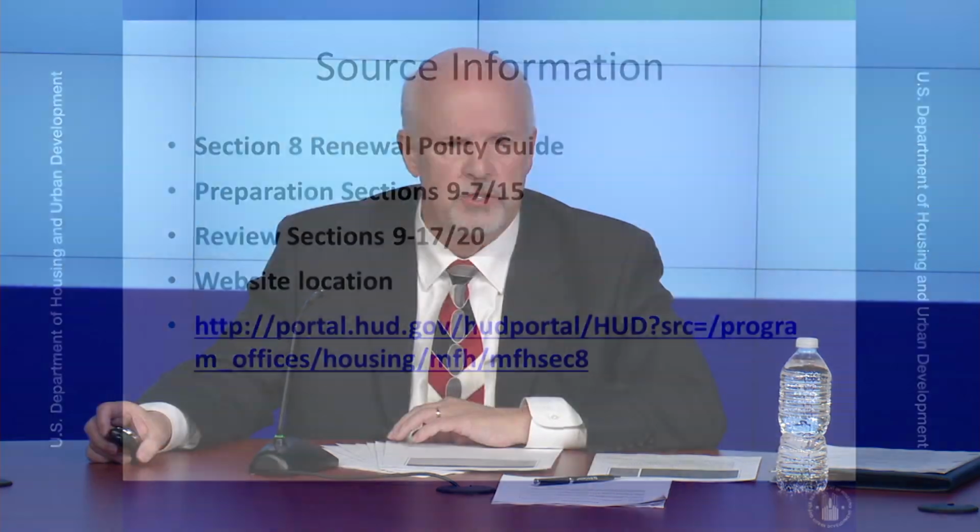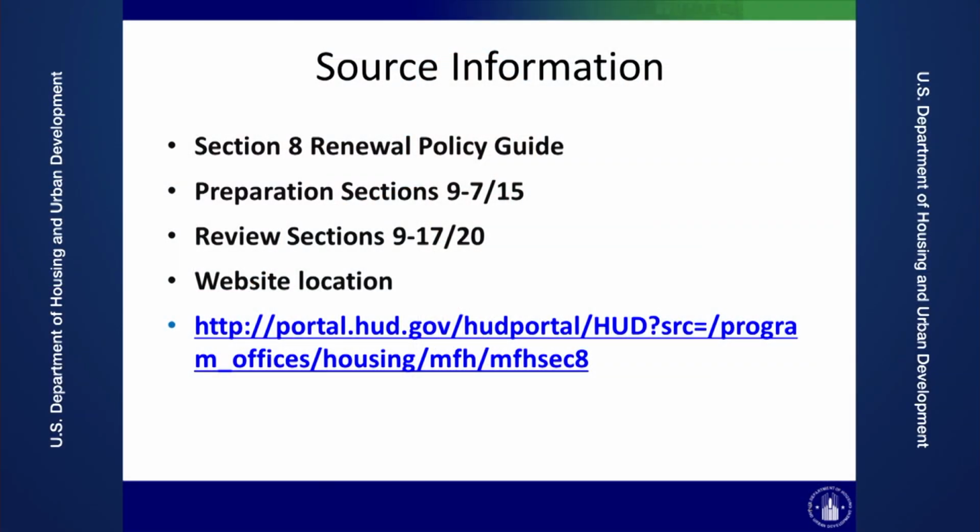The source information, where you find out what this is all about, is in a document called the Section 8 Renewal Policy Guide, specifically Chapter 9. Sections 9-7 through 15 give you some instructions for preparing the document, and sections 17 through 20, which is where we're going to be focusing today, will give you information on the review of those documents.